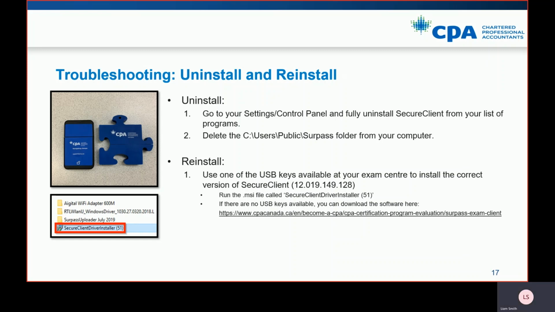If you're required to uninstall Secure Client, you can do this by going to Add or Remove Programs on your computer and uninstalling Secure Client from your list of programs on there. After you're done doing that, you can then navigate to the Surpass folder using this pathway here and delete that folder. So delete the Surpass folder. After you're done doing that, you can then reinstall Secure Client by using one of the USBs available to you at the exam that look exactly like this. And then you can run the MSI file called Secure Client Driver Installer. After you've done that, that will reinstall the software.